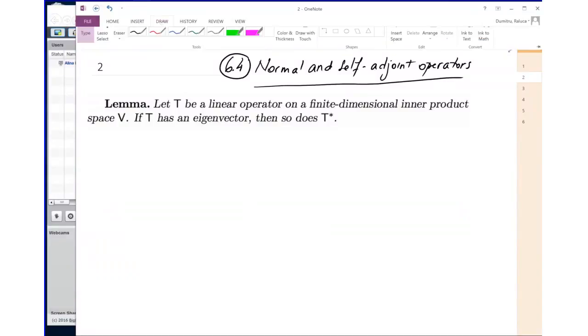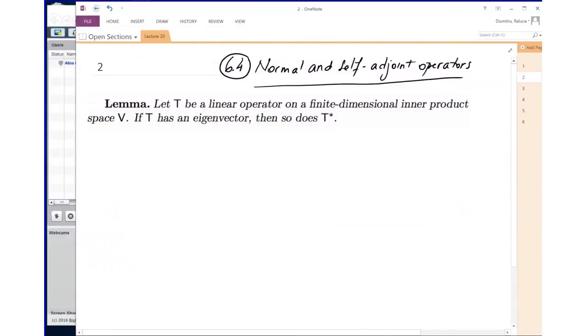So the first lemma here says that if you're dealing with a finite dimensional inner product space, and remember, I need that in order for the adjoint of T to exist, in order to make sure that makes sense, what this one says is that whenever T has an eigenvector, T star must have one as well. It's not saying that it's the same one, and most of the times it will not be the same eigenvector. However, we're going to see that there is a connection between the corresponding eigenvalues of T and T star.